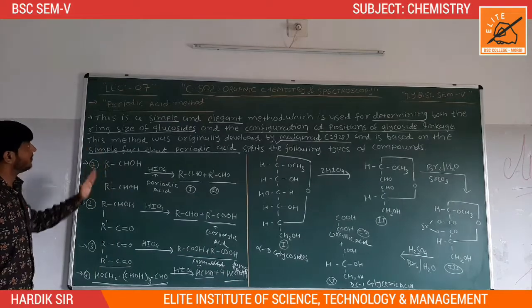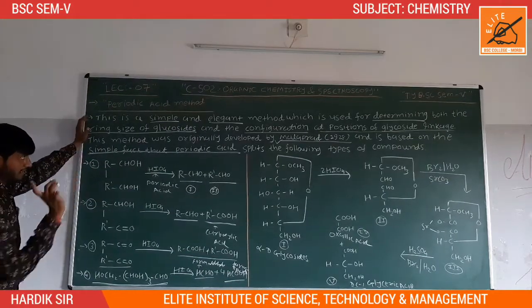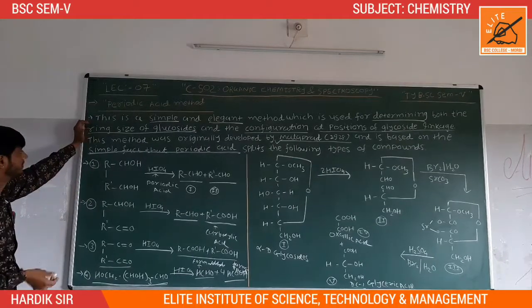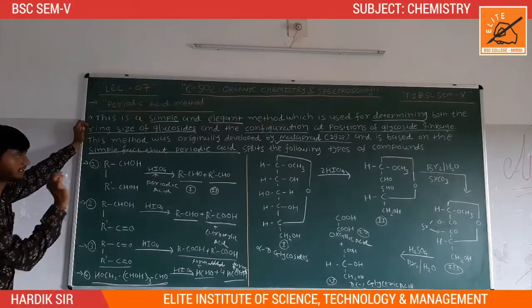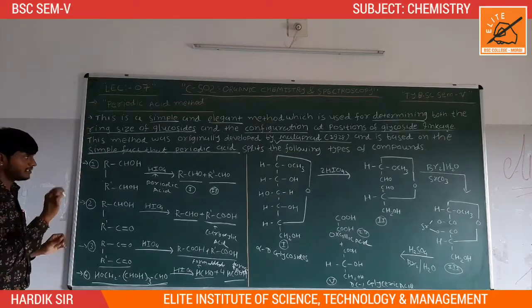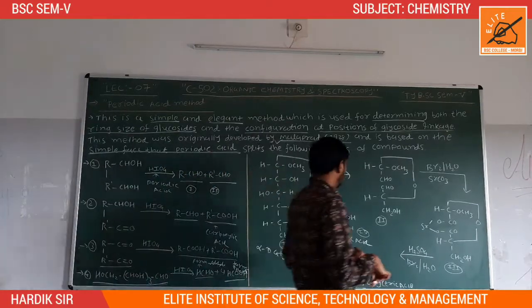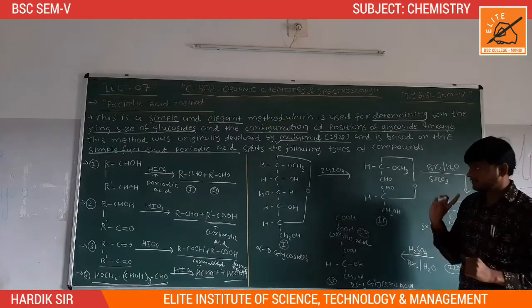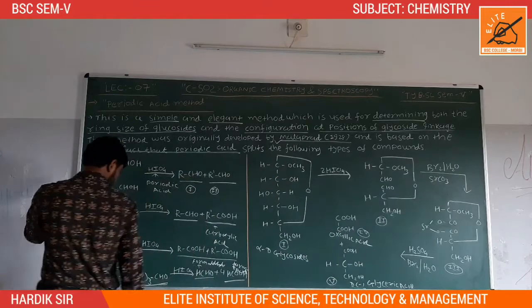So, this is the periodic acid method. It is simple and elegant, and determines the ring size of glucoside and the configuration and position of the glycoside linkage. It was first discovered in 1928, and some types of compounds split in the following ways, like these examples.